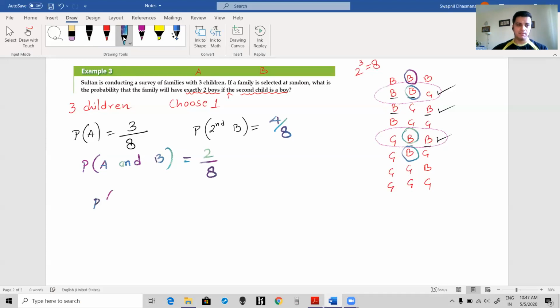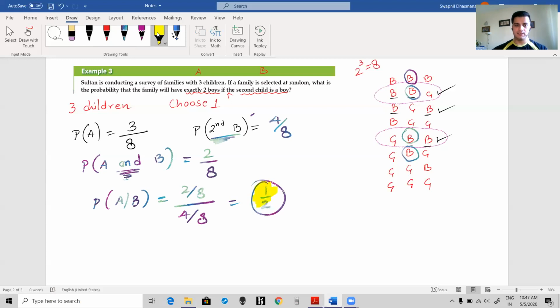So now using the formula P A given B, this thing will come on the top, 2 over 8, divided by P of B. So this thing will come under, 4 divided by 8. Once you solve it, you will get half. Now this half is the chance that the family you have chosen will have exactly 2 boys given that the second child is a boy. We'll be doing more questions, but for 12th grade McGraw Hill books UAE, this is what they are asking for in the whole unit. All the questions are the same and you're good to go.